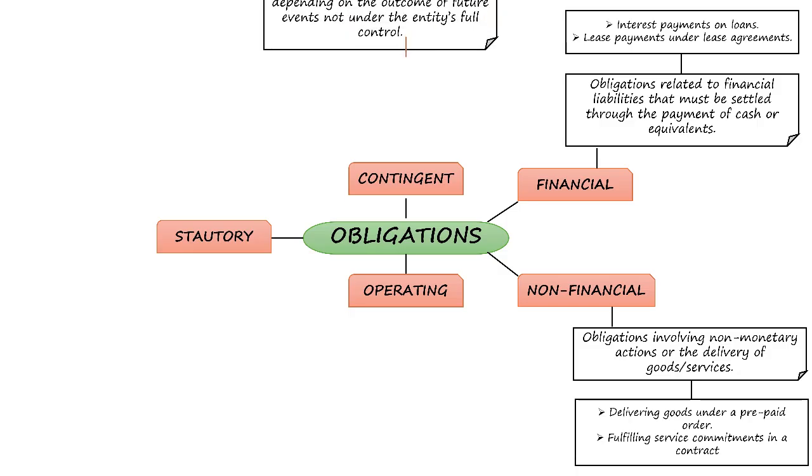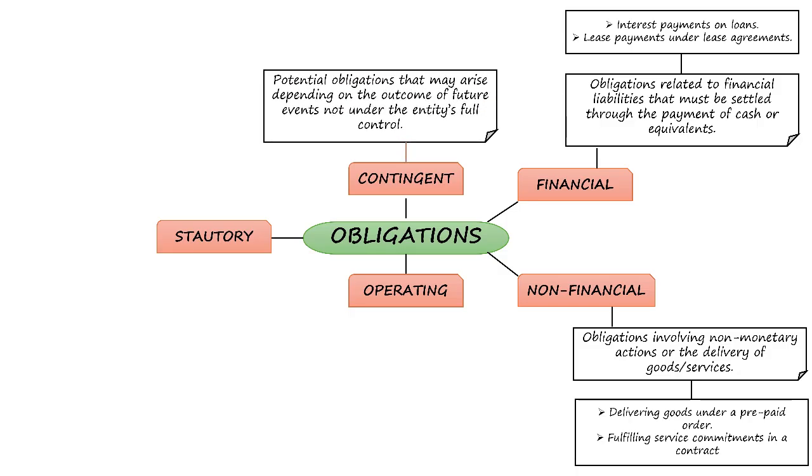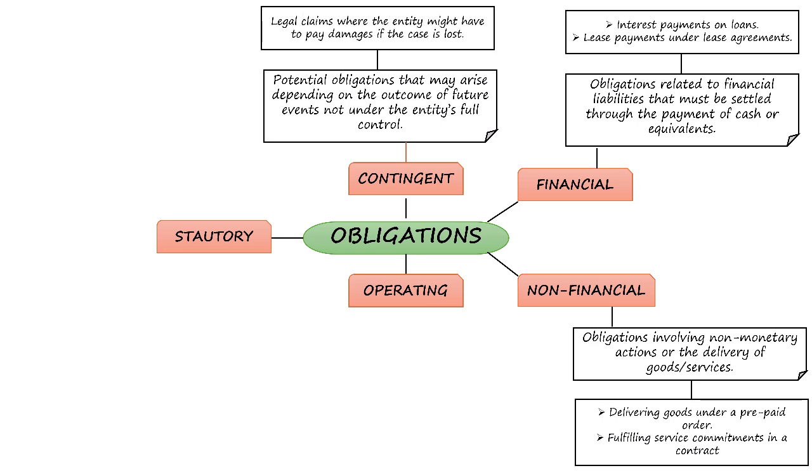Contingent obligations, potential obligations that may arise depending on the outcome of future events not under the entity's full control. For example, legal claims where the entity might have to pay damages if the case is lost.